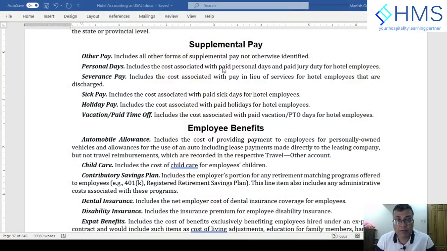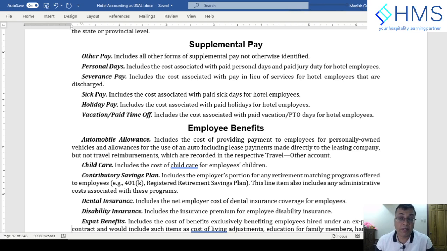As we discussed in the last video, the supplemental pay includes the pay charged for the days off taken by the staff for personal days, sick leave, holiday, vacation, paid time off. The hotels are normally making a provision for those days every month. Whenever the employee takes such leaves or days off, the cost related to those days is charged out to that provision.